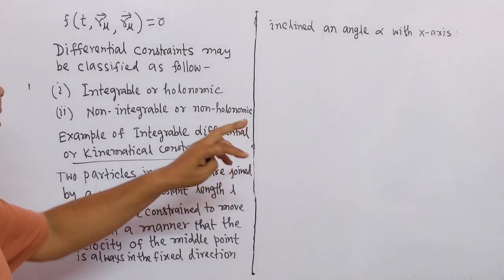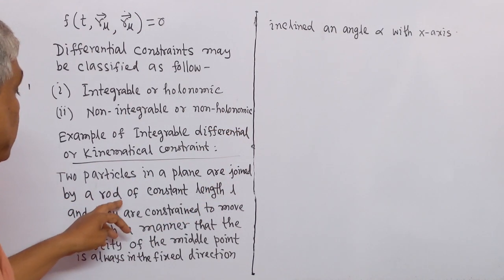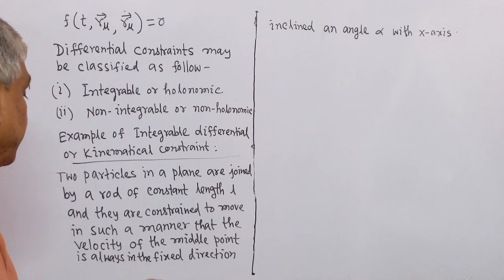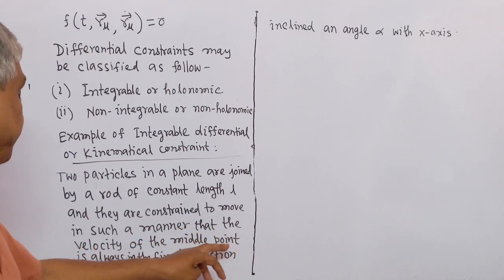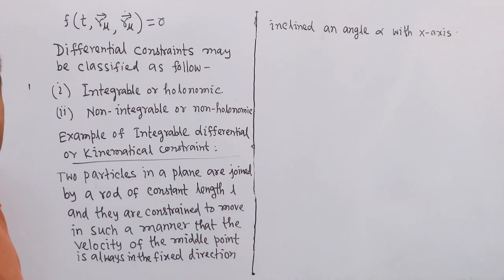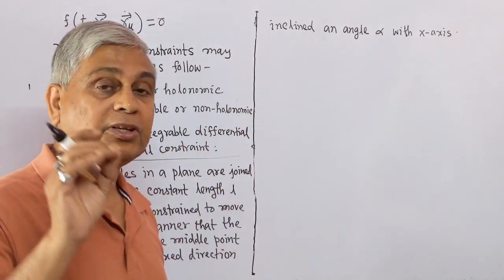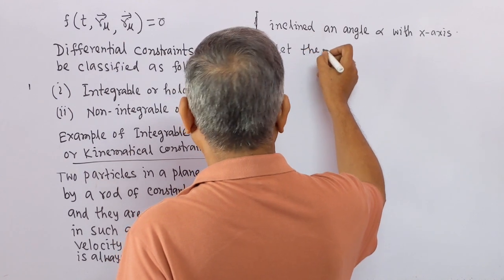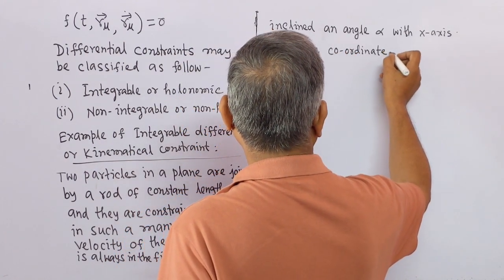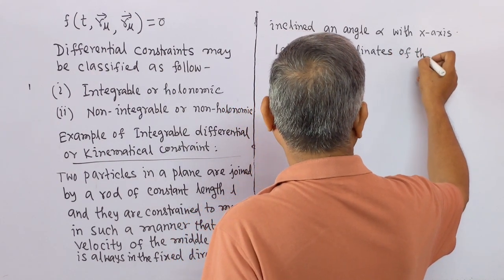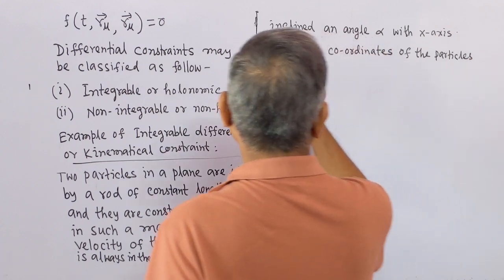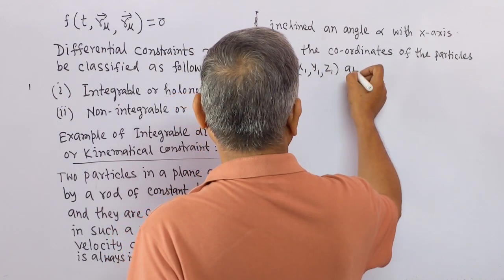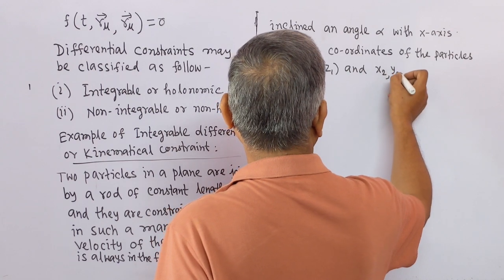Two particles in a plane are joined by a rod of constant length L, and they are constrained to move in such a manner that the velocity of the middle point is always in the fixed direction, inclined at an angle alpha with the x-axis. Let the coordinates of the particles be x1, y1, z1 and x2, y2, z2.